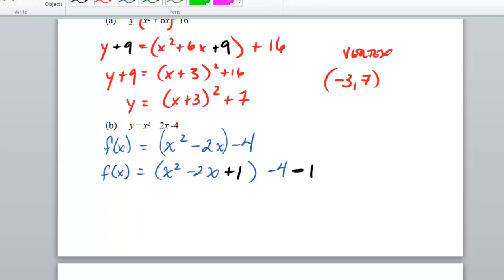So I can continue along this route and say that f of x equals (x minus 1) squared minus 5, and this is also vertex form. So just another way of looking at that, just in case you run into a problem like that in the future.